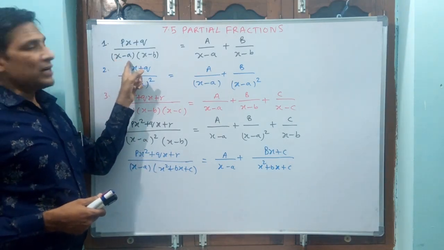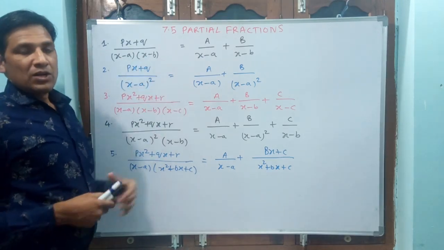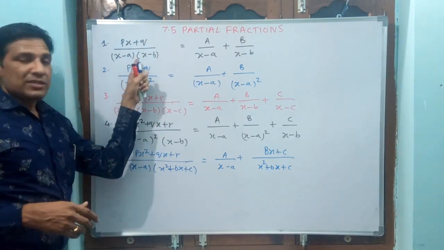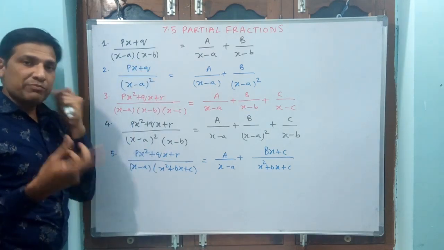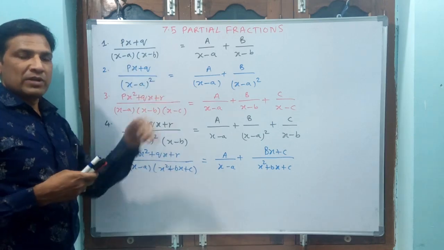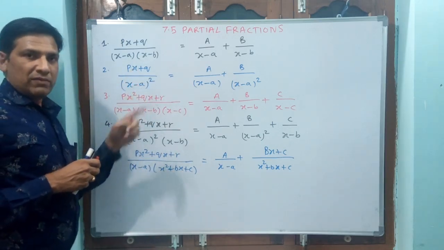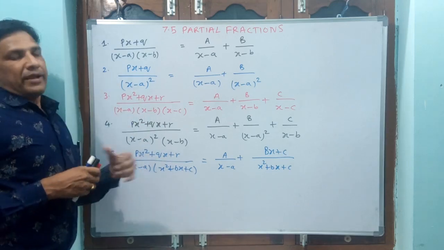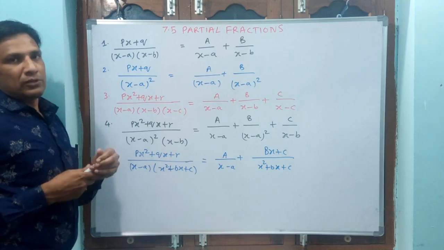This type of question we have done already: (px plus q) by (x minus a) into (x minus b). We have converted this into expansion, a quadratic equation. We have changed it to (x minus a) whole square plus or minus b square or something like that, and we have done it. Now, without doing that also we can do this with partial fractions. This takes less time. That is why we have to use these also.